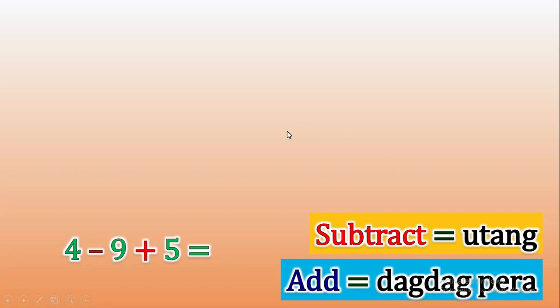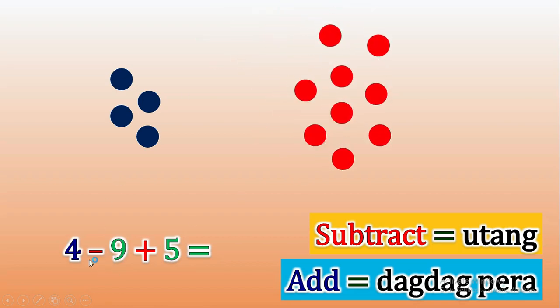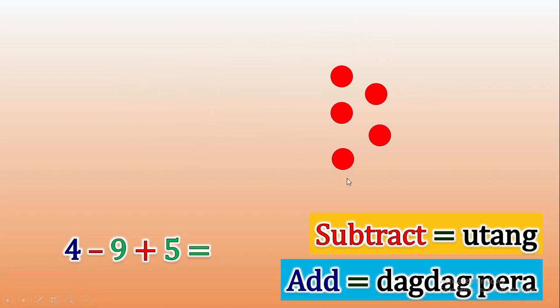Okay, let's start. So, at first, meron kang pera na 4. May 4 ka. Then, may utang ka na 9. Ngayon, kung ibabayad mo yung 4 mo sa utang mo, may matitira ka pang utang na 5. So, parang 4 minus 9 is negative 5. May utang ka pa na 5.